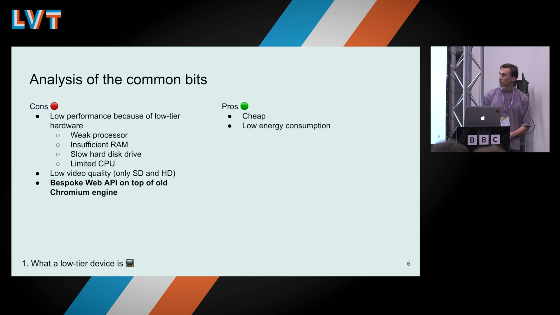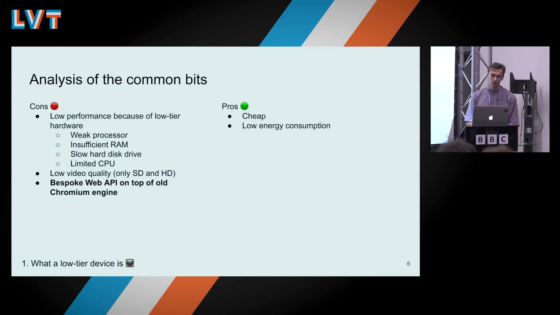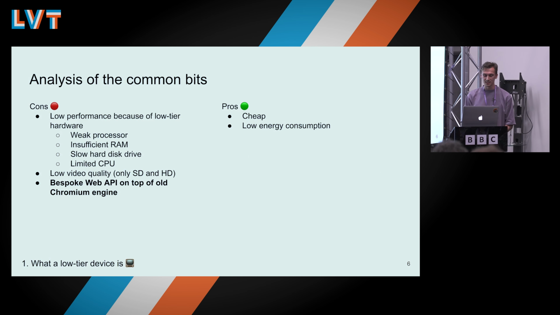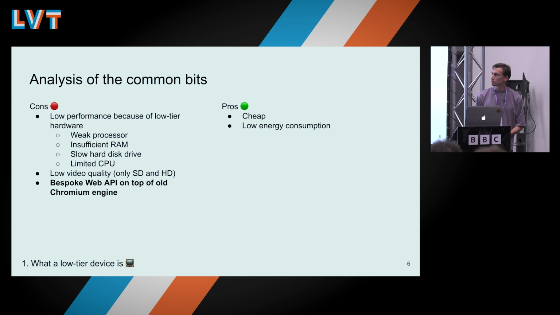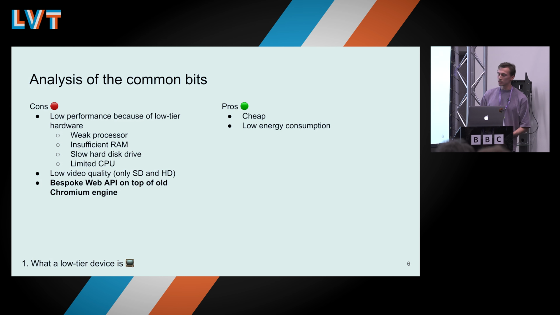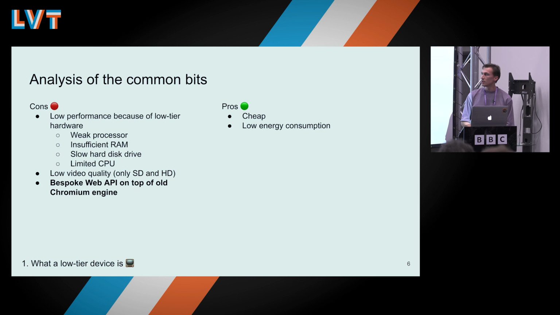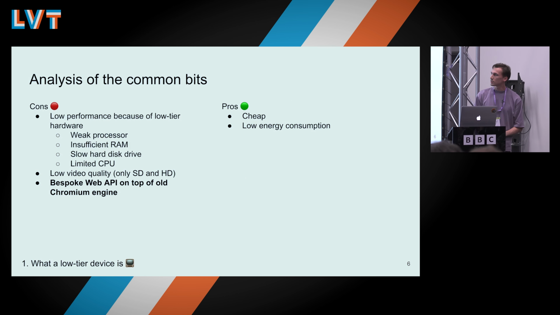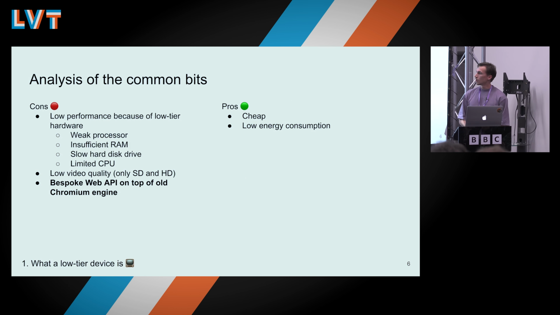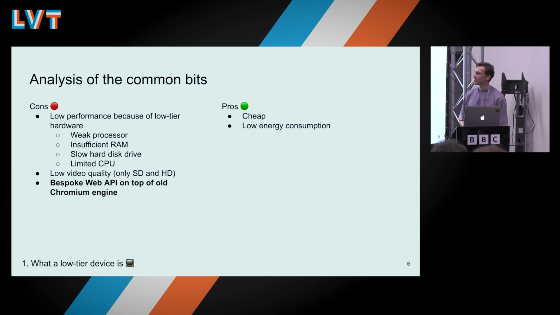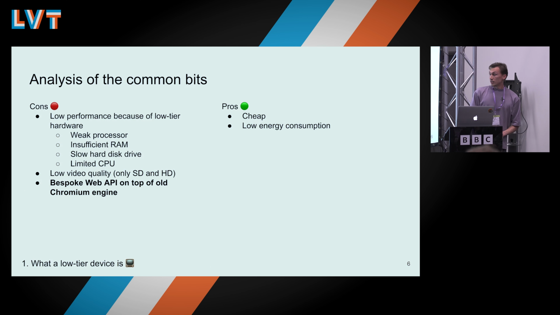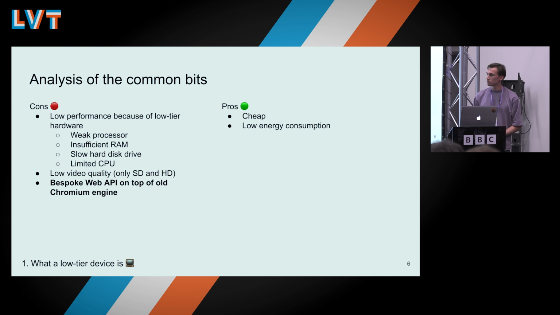If we talk about advantages and disadvantages, for the user, basically it's cheap. It's cheaper than a high-tier device, mainly because, as I said, low-tier hardware has lower performance, because of factors like RAM and processor. Because of limited resources, it saves energy bills, which is good. At the same time, it may lead to lower video quality, which is not good, but there's some kind of compromise.